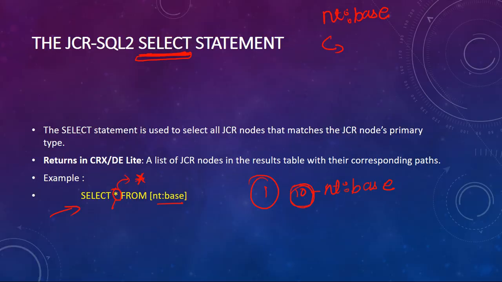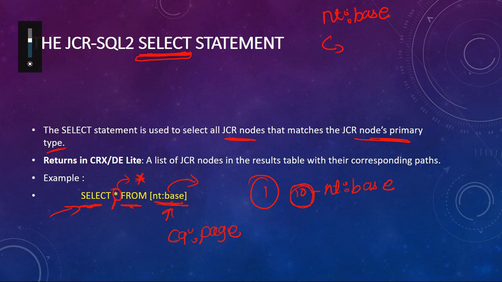And how can we write it, what is the syntax? The syntax is select, then you can use star, from, and then you define the type of your node. The select statement is used to select JCR nodes. You can mention whatever JCR node you want, and if you want all nodes, simply type nt:base, which matches the JCR node's primary type. Simple. That means if you mention cq:Page inside nt:base.